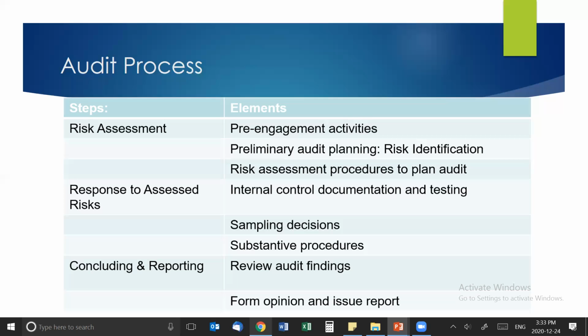What report you issue was part of chapter 4. Either an unmodified opinion or a modified opinion. You might have some emphasis of matter paragraphs, so like an extra paragraph as well. So that's basically the whole audit process. First figure out if you're going to accept or reject the audit client by doing pre-engagement activities, then figure out all the risks, figure out what procedures you're going to do while you're planning the audit, internal controls, testing, sampling, substantive procedures, and then review and form an opinion.